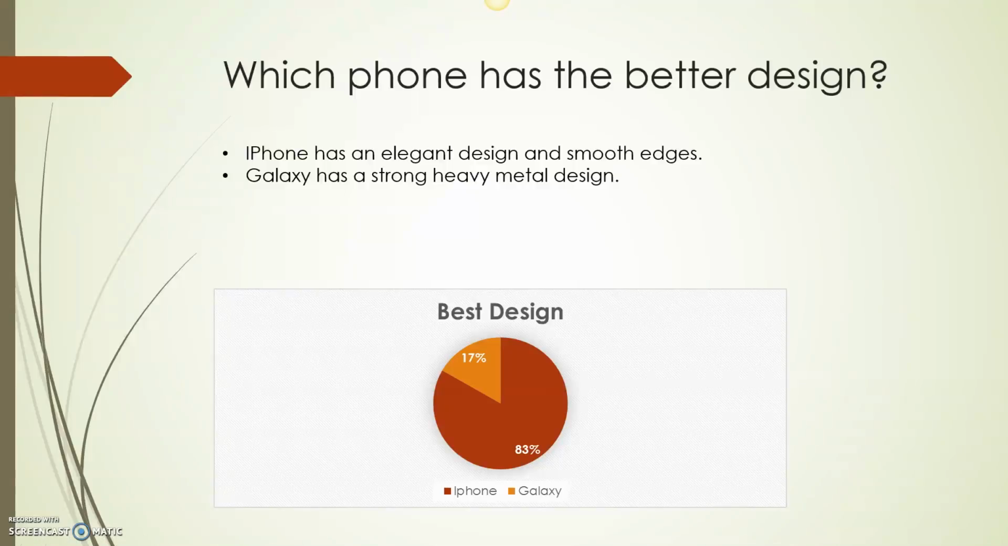So my third question was, which phone has the better design? iPhone has an elegant design and smooth edges, as we have seen from the picture. Galaxy has a strong, heavy metal design. When I asked the people within my survey, I got this result as shown. 83% of people voted that iPhone has the better design, while 17% chose Samsung Galaxy.